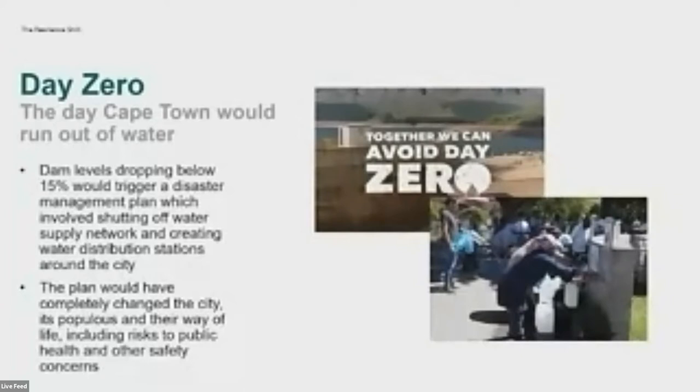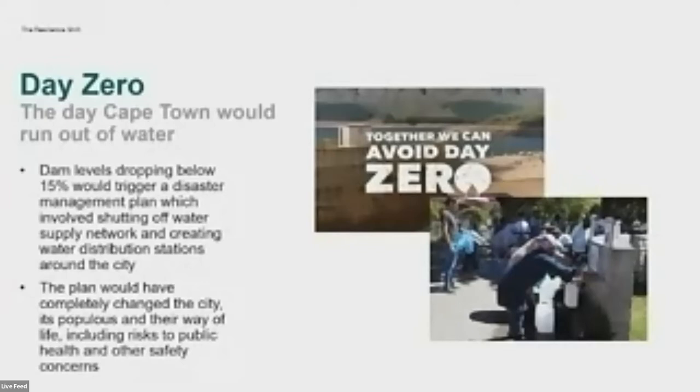And it would have seen the supply of water redirected to water distribution centers that would have been installed throughout the city. And such distribution centers are not uncommon in the informal settlements already. But a societal shift this significant would have left a raft of consequences and a fundamental change in how the city operated, how people went about their lives, and how they interacted with one another.